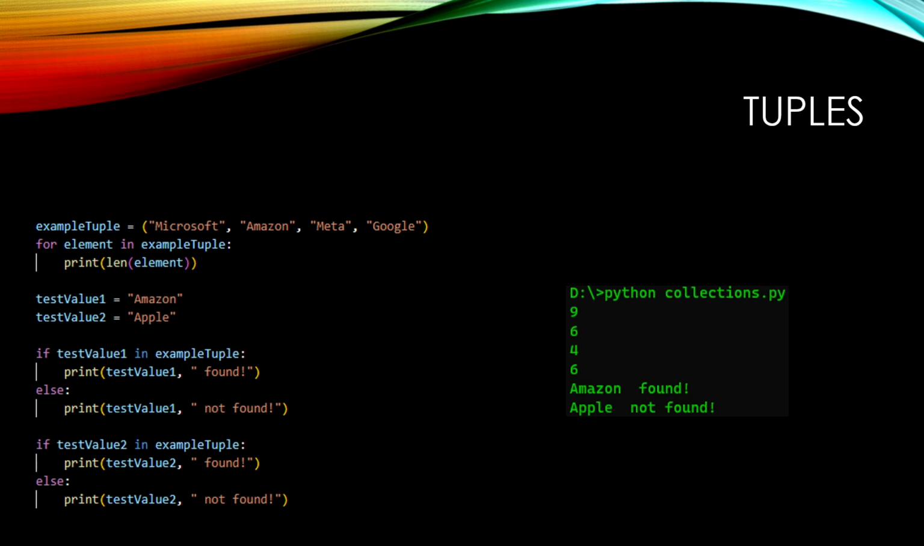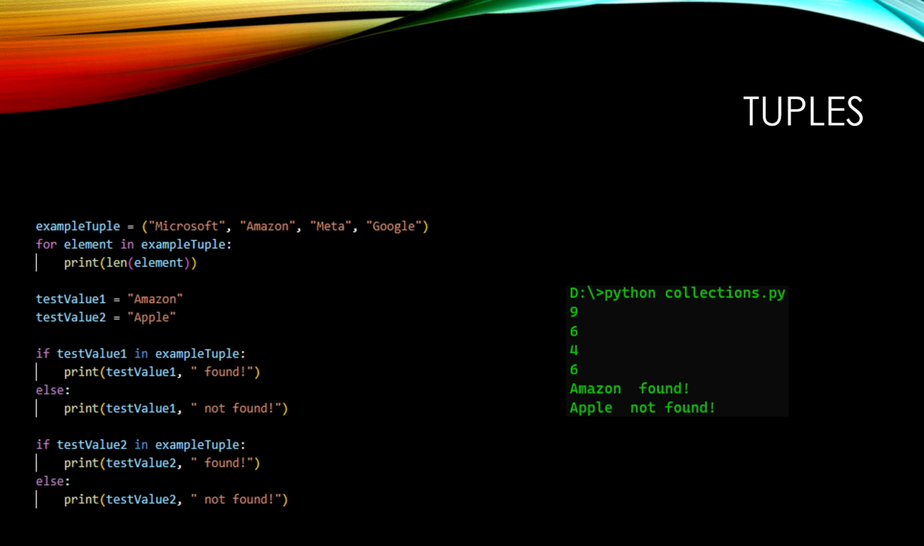Now we have 2 test values, and we're going to use these the same way we did before. However, we can't just add them if they're not found, so we just have to say not found. So test value 1 in example set, test value 1 being Amazon, then we say it's found. Amazon is indeed found. Now we have our test value 2. Is Apple in our tuple? No, it is not. So Apple not found. Again, this is not an item that I use very often in Python. So I don't want you to focus too much on it.